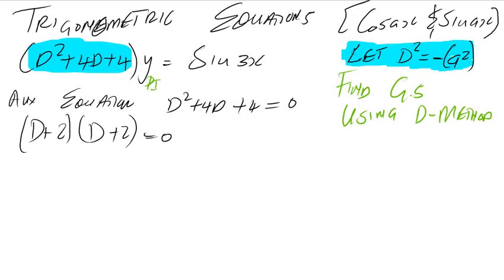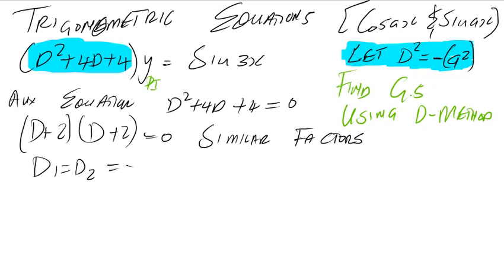Do you see that these are similar factors? So I showed you the one with the different factors. Now I'm showing you the one with similar factors. So since you've got similar factors, you're gonna say d1 equals to d2, which is equals to minus 2.